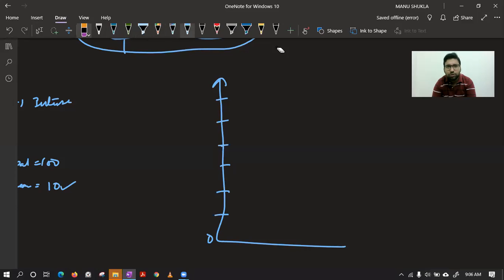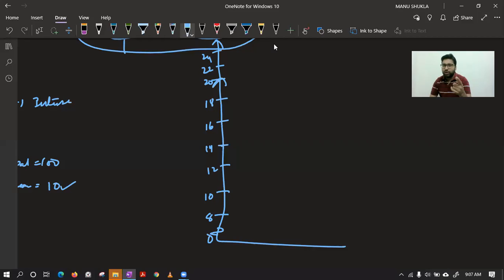Let us see how much it will go. So I'm starting from 8 again. I've used a kink. 10, 12, 14, 16, 18. You have to make some extra divisions. 20, 22, 24. So if you want to make the graph a little bit larger, you can use this scale also.